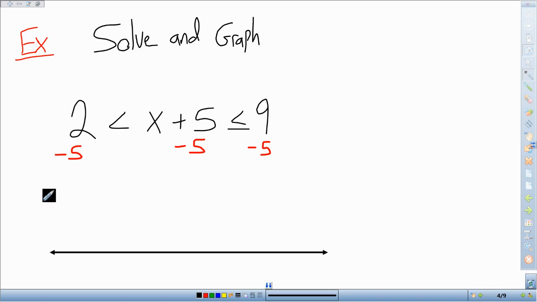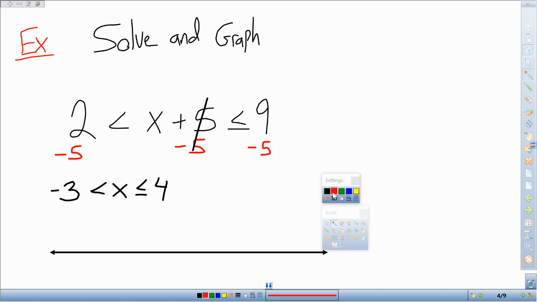So it looks like we have a -3. We're not flipping, right? We just subtracted, no need to flip the inequality. 5s are gone, we got an x, and it looks like we have less than or equal to 4. All right, so on our graph here, here's a good example. These numbers are kind of far apart. Here's how I'm going to do it. I'm going to put -3 here, +4 here, and I'm just going to show that 0 is in between them, just to give some context. Okay, that's kind of good enough for me.